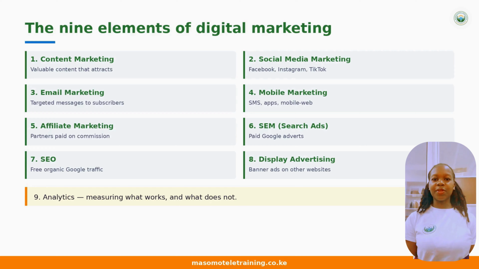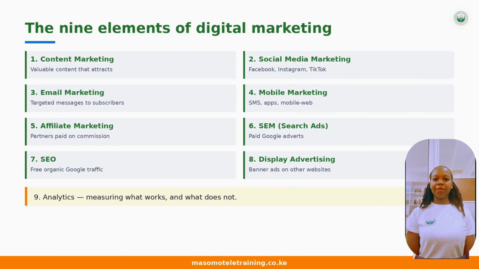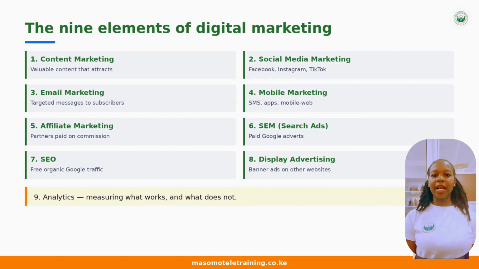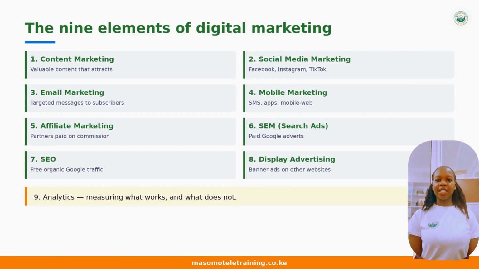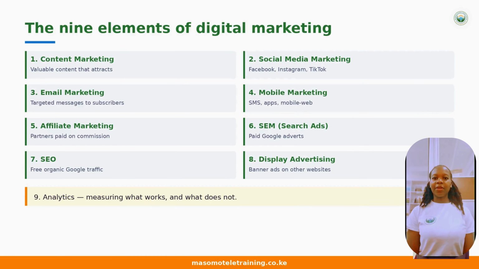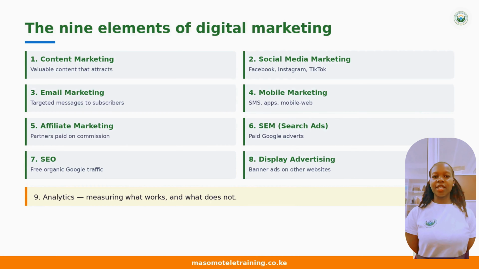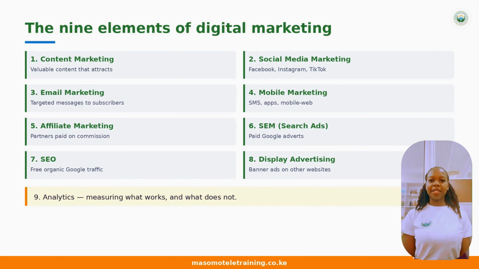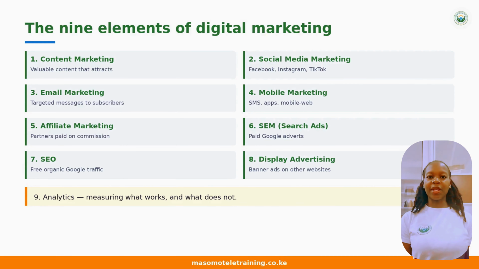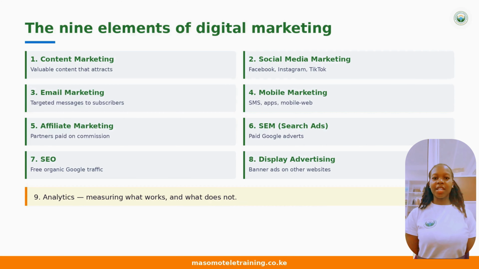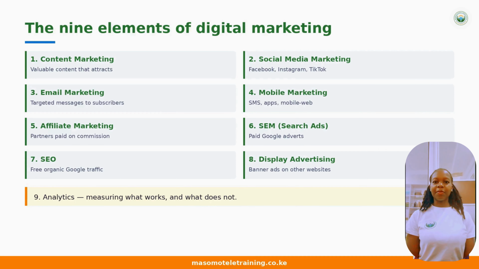5. Affiliate marketing, paying partners a commission on sales. 6. Search engine marketing, or SEM, paid adverts on Google. 7. Search engine optimization, or SEO, improving your visibility in unpaid Google results. 8. Display advertising, banner adverts on other websites. And 9. Analytics, measuring what is working and what is not.